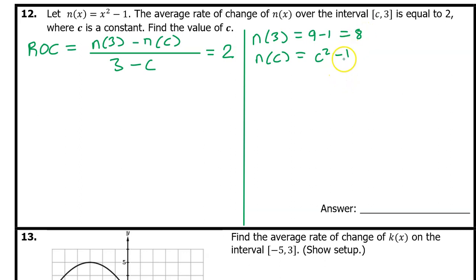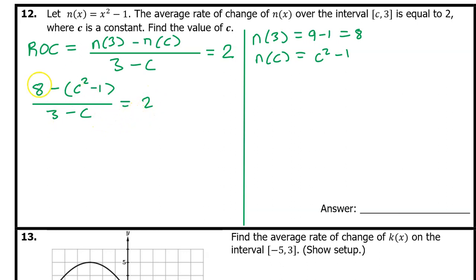So let's substitute both of these into this expression. n of 3 is 8, so that's going to be 8 minus. Be careful to use parentheses right here. When you have a binomial with a negative in front, that's going to eventually have to be distributed, so we need the parentheses. So we have c squared minus 1 for n at c, and this is over 3 minus c, which equals 2.